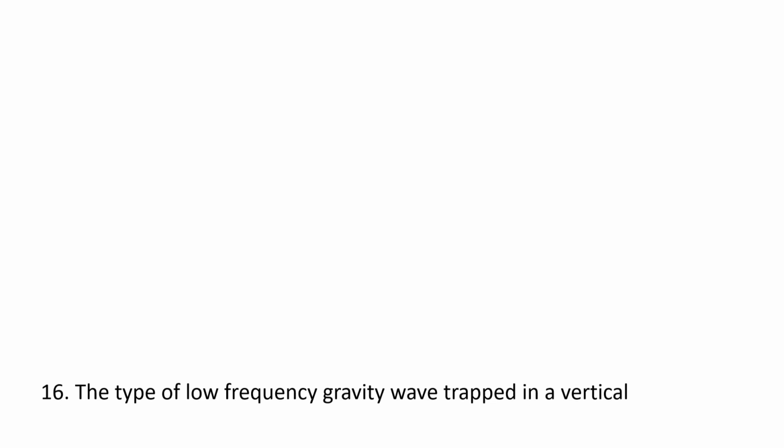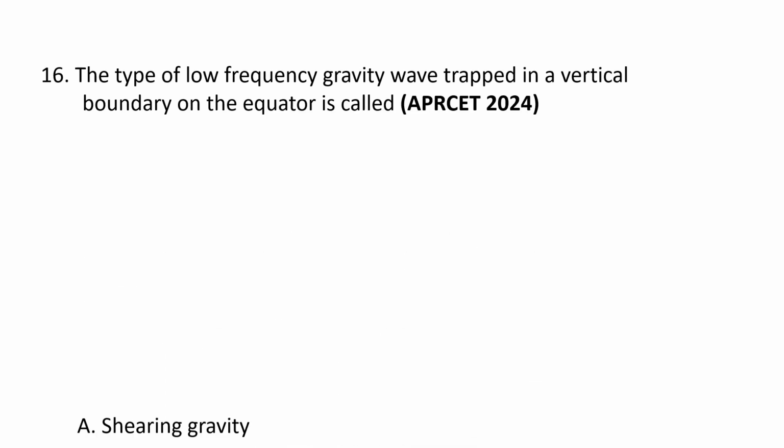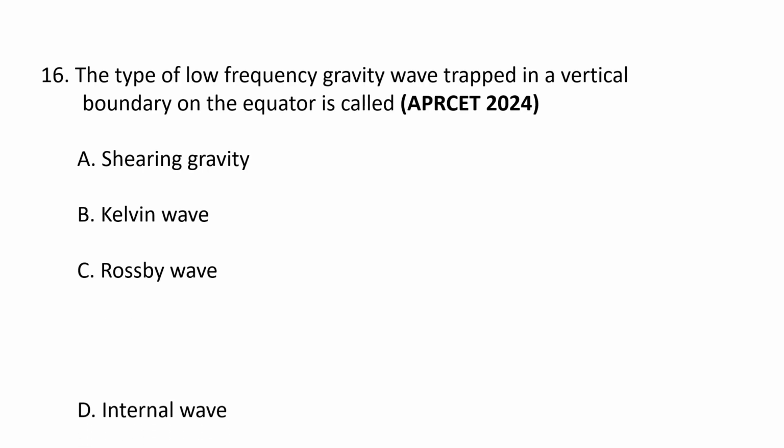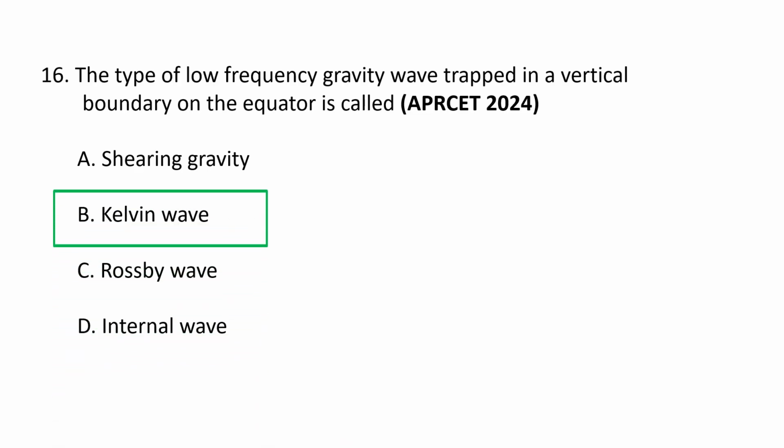Next question. The type of low frequency gravity wave trapped in a vertical boundary on the equator is called A. Shearing gravity, B. Kelvin wave, C. Rossby wave, and D. Internal wave. The correct option goes as B. Kelvin wave. A low frequency gravity wave trapped along the equator or a vertical boundary is called a Kelvin wave. It's a type of gravity wave that is influenced by Earth's rotation and moves along a boundary such as a coastline or the equator.